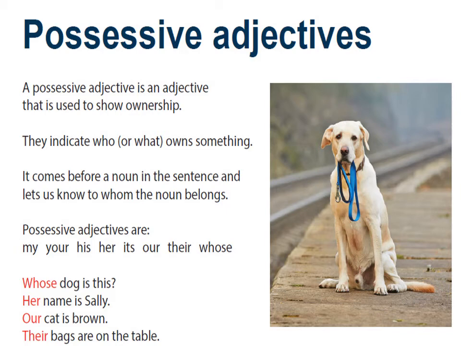Whose dog is this? Her name is Sally. Our cat is brown. Their bags are on the table. These are possessive adjectives. Whose bags? Their bags, belonging to those people. Our cat. Whose cat? Belonging to us. Her name. Whose name? A person's. We are pointing out the possessiveness of the pronoun here. Whose dog? Belonging to whom? Hence, these are possessive adjectives.